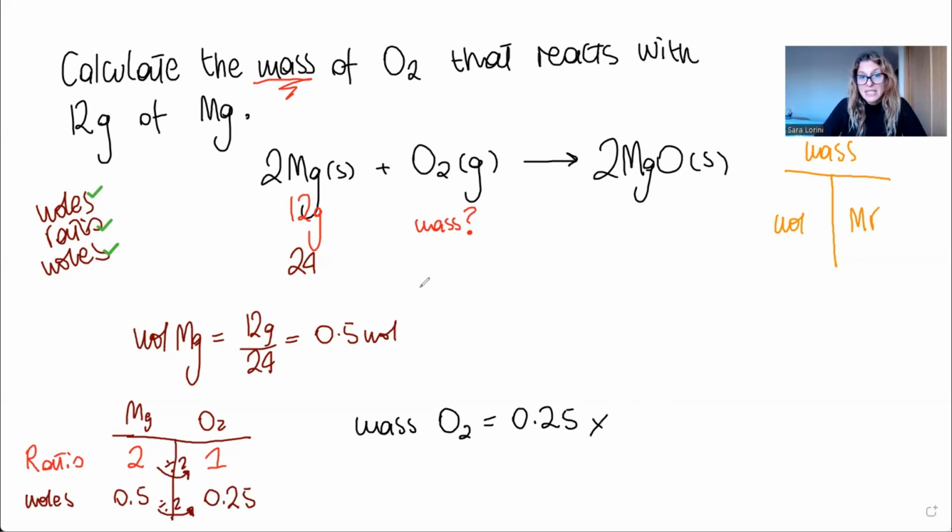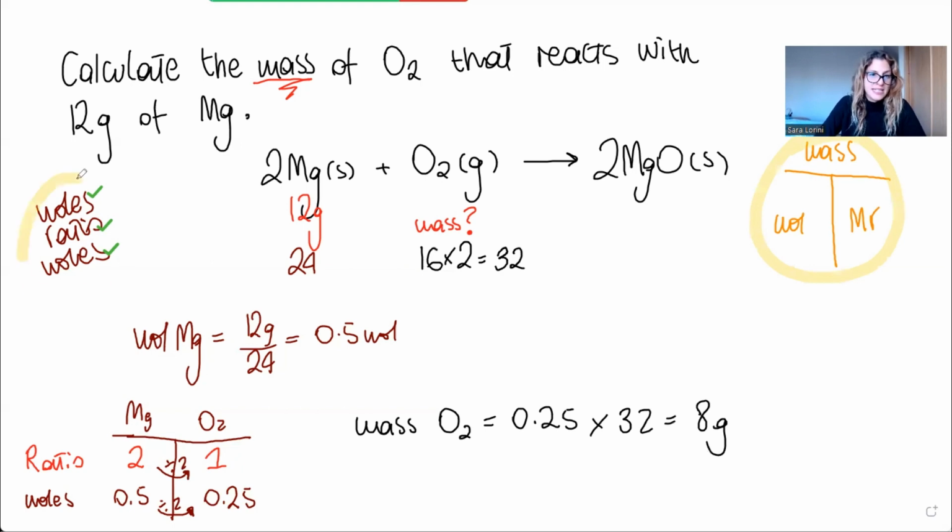Do we have it? Yes, we can look at the periodic table. It's a 16, but we have two oxygens because it's O2. So the molecule contains two oxygens, so it would be 32. So 0.25 times 32, and I'm doing the calculator, it would give us our mass. So it's 8 grams.